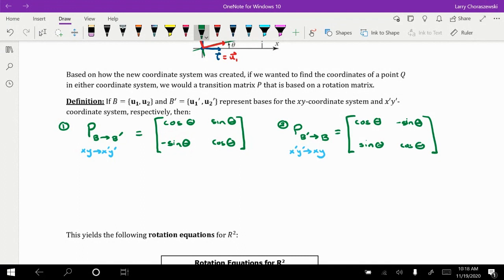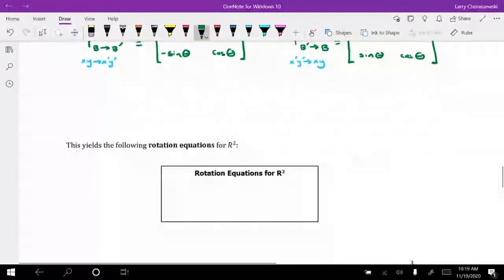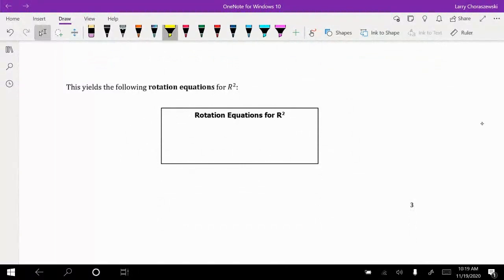So notice that there's no variables x and y involved here. So you might think, okay, well, if I have this rotation matrix and I want an ordered pair xy, how do I get that? Or if I want an ordered pair x prime y prime, how do I use these to get those particular x prime y prime values? Well, those are going to be based on what are called rotation equations for two space.